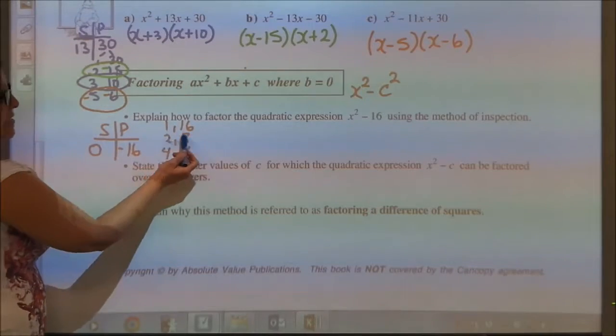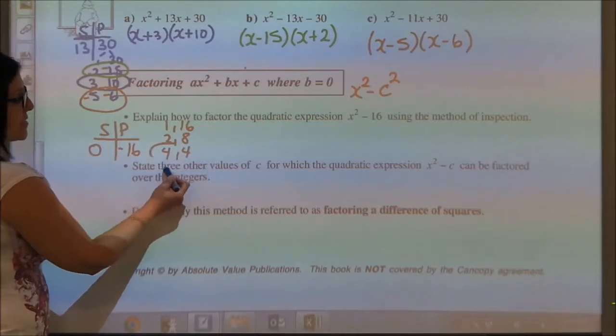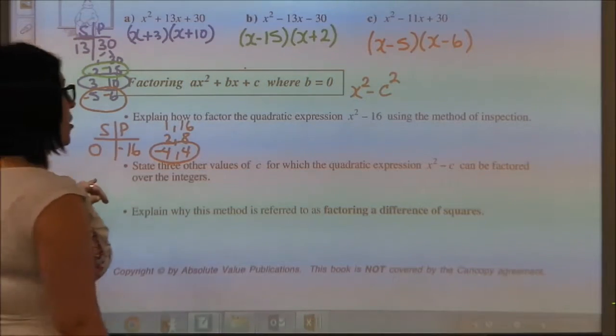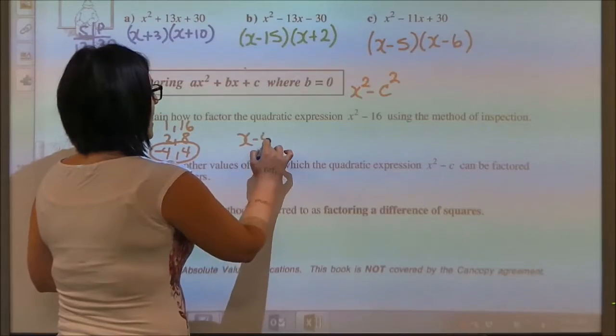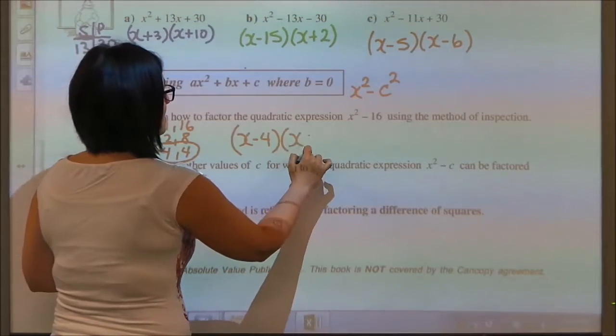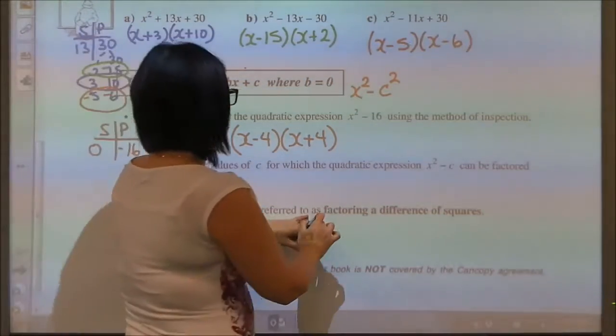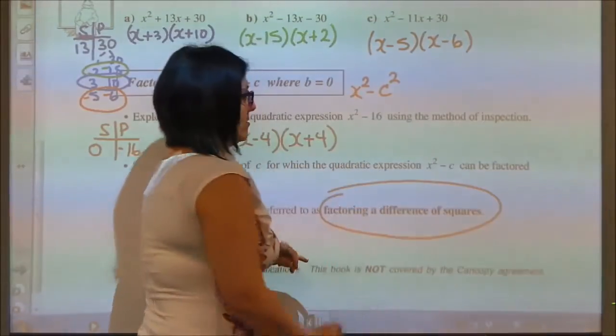So then I'm finding the difference between them, and the difference that gives me the 0 is the 4, and if I make it a negative 4. So this would be x minus 4 and x plus 4. So this is what's called a difference of squares.